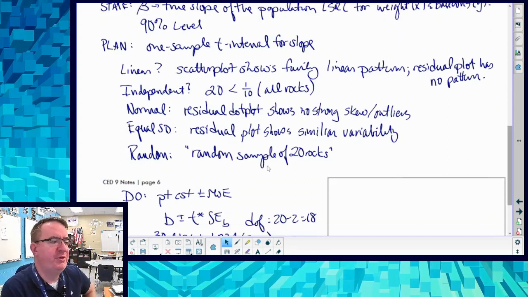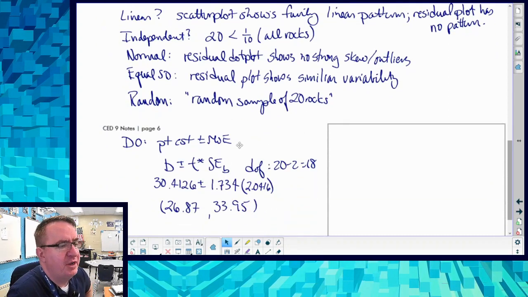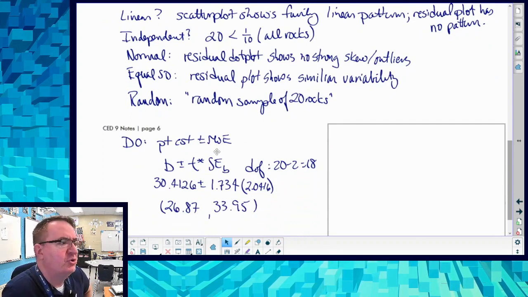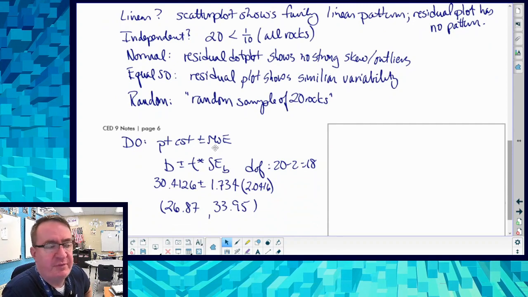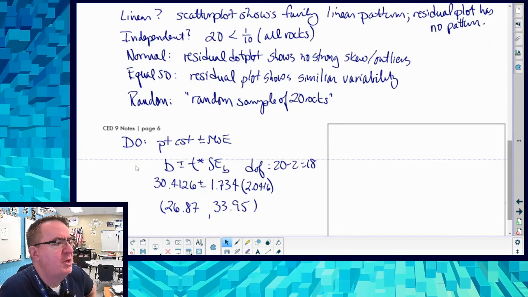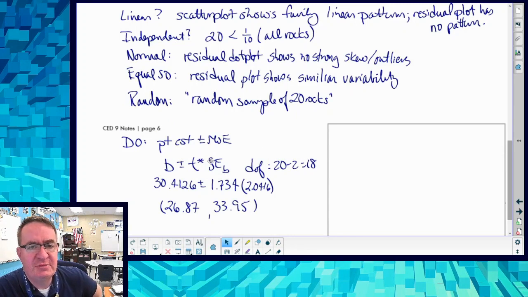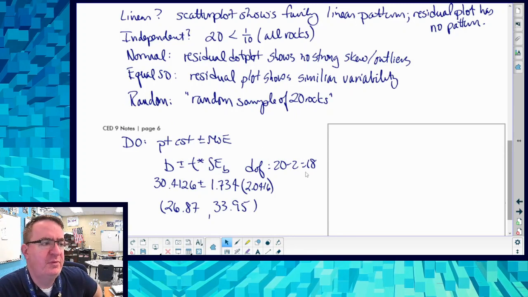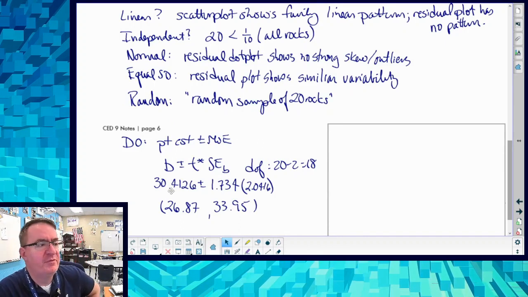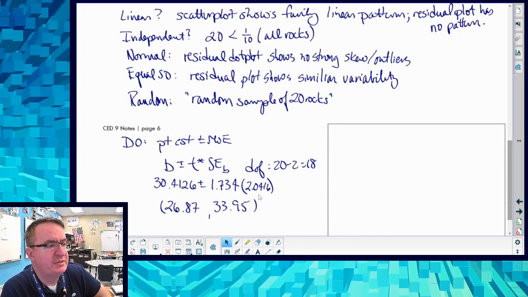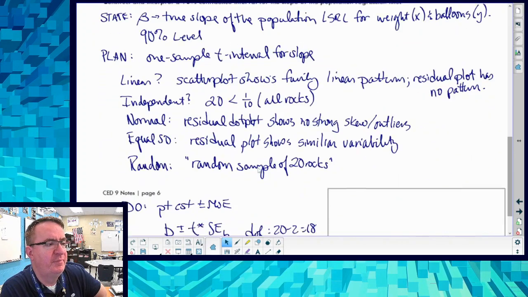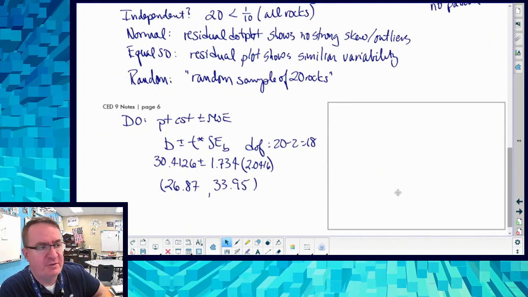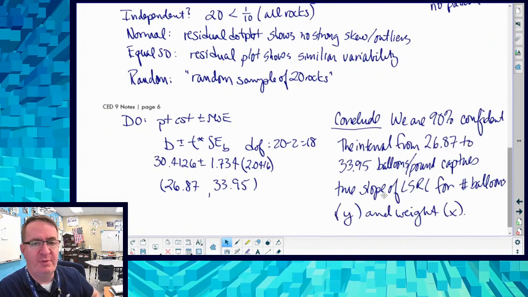So then the last couple of things, the doing part here: point estimate plus or minus margin of error. And that is a really bad M, I apologize for that. So b plus or minus t star times the standard error of b, with 18 degrees of freedom. Then we plug in all the information, the 30.426 and the 2.4106, and again that's coming from up here. We plug it in and there's our confidence interval. So it looks like you're going to need about 30 balloons per pound.